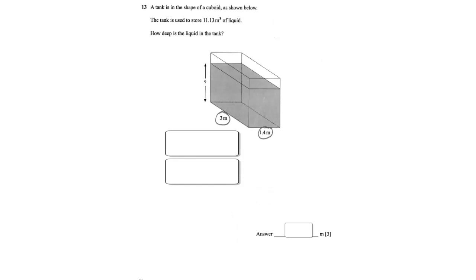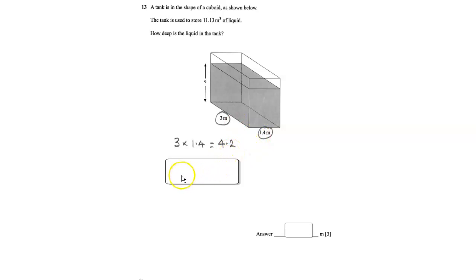For question 13, a tank is in the shape of a cuboid, as shown below. The tank is used to store 11.13 cubic meters of liquid. How deep is the liquid in the tank? So I've circled 3 meters and 1.4 meters. For this one, we times those two numbers together, which is 4.2.